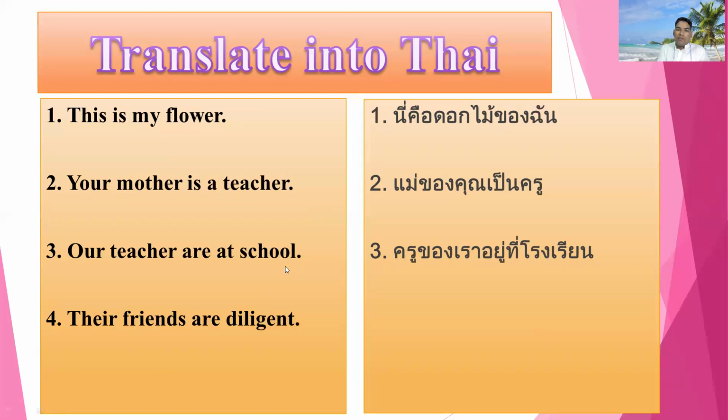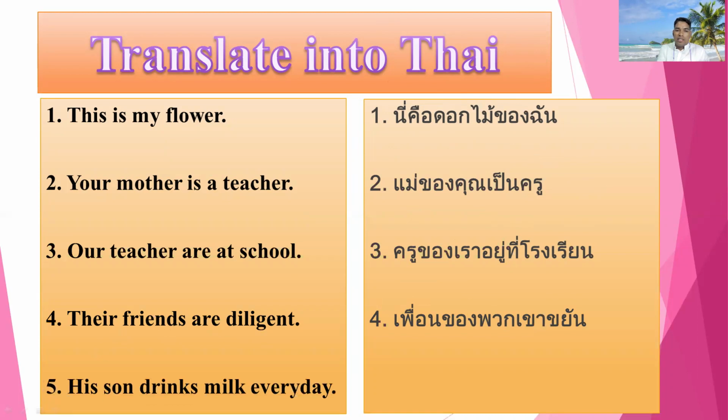Number 4, their friends are the legend. You can write the Thai language also. "Their friend" is a possessive adjective. Number 5 is talking about: his son drinks milk every day. "His son" is a possessive adjective. His son drinks milk every day. And you can write the Thai language also for your understanding.